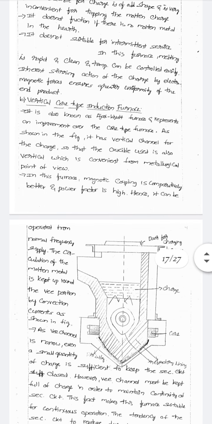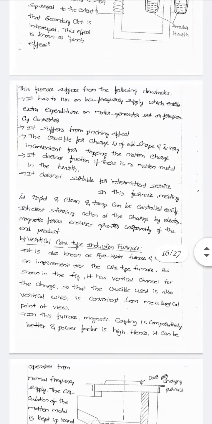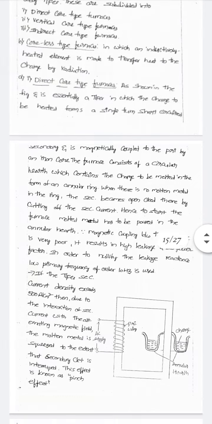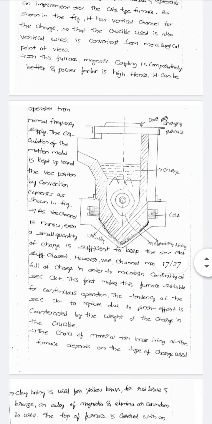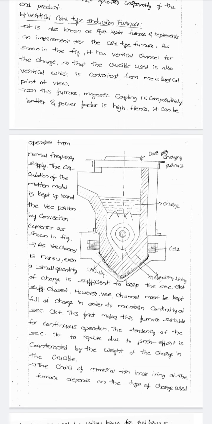This is the complete details about the direct core type furnace. Next one is the vertical core type induction furnace. Every parameter or function can be explained with the help of a logical figure, or a graphical representation or tabular form. Depending upon which one is present, we have to express based on that.